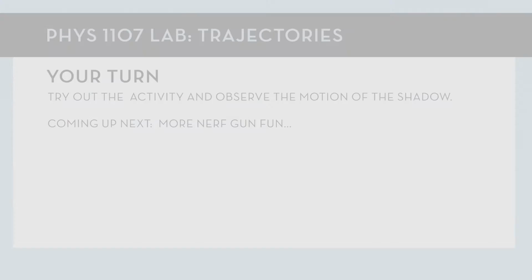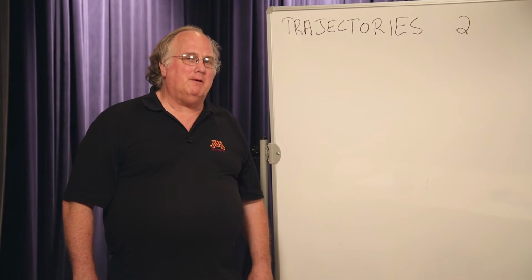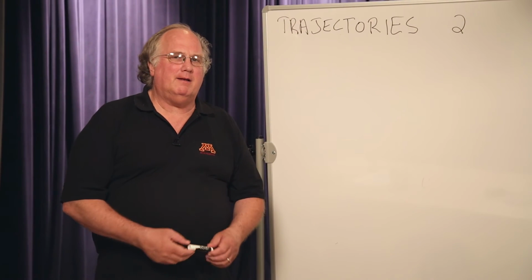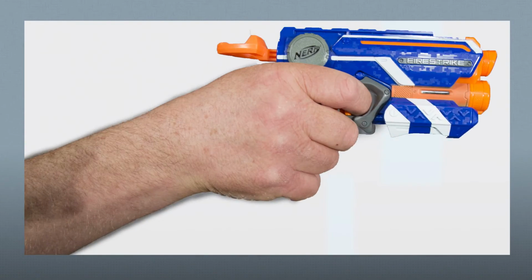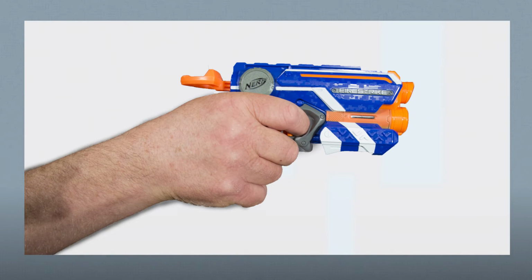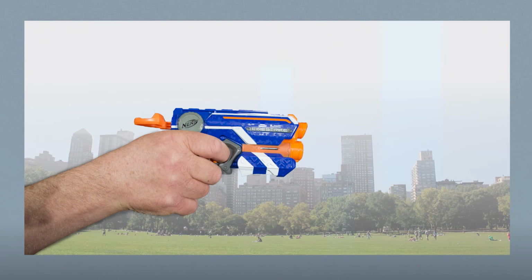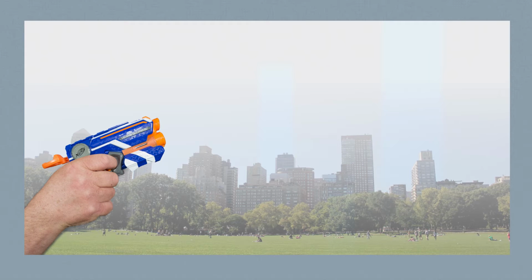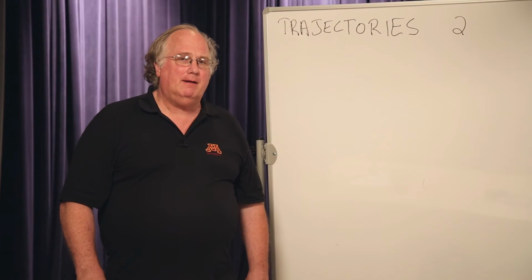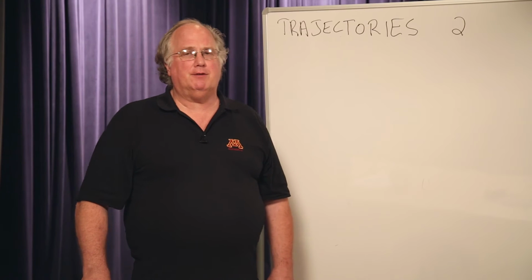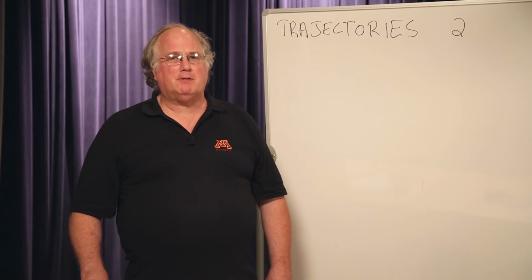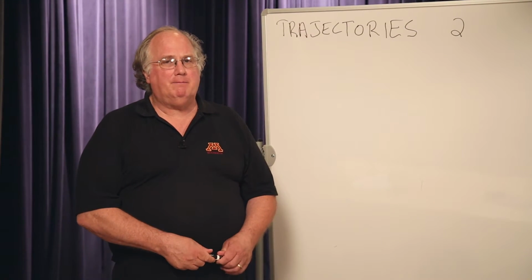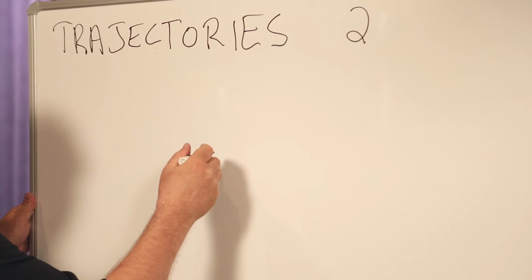Okay, what we're going to do is continue working with trajectories. And in particular, what I want you to do is to take the Nerf gun you used last week, and we're going to have you shoot it outside and measure the maximum height and the maximum range of your Nerf gun and compare that to what you calculate for those numbers using the muzzle velocity we got last week. So let's go over some trajectories again.